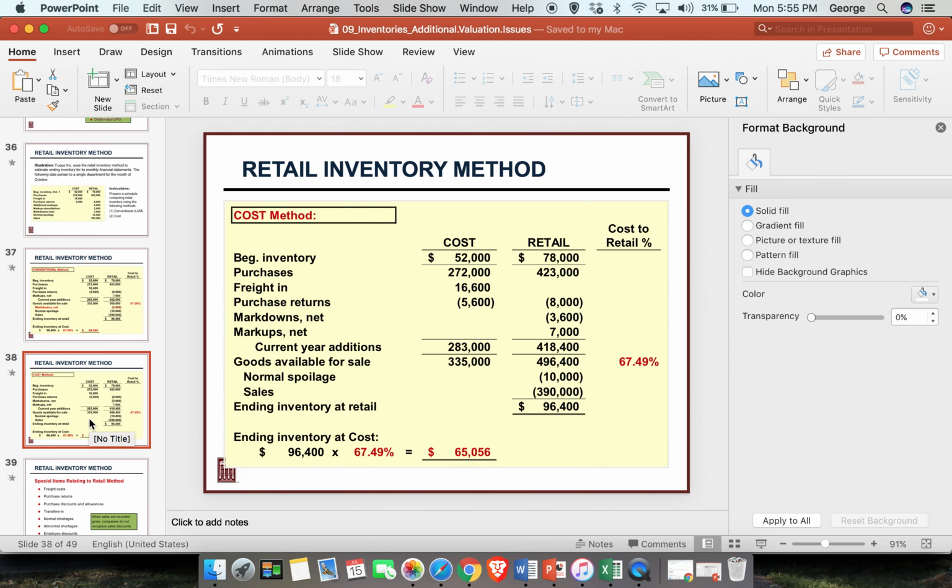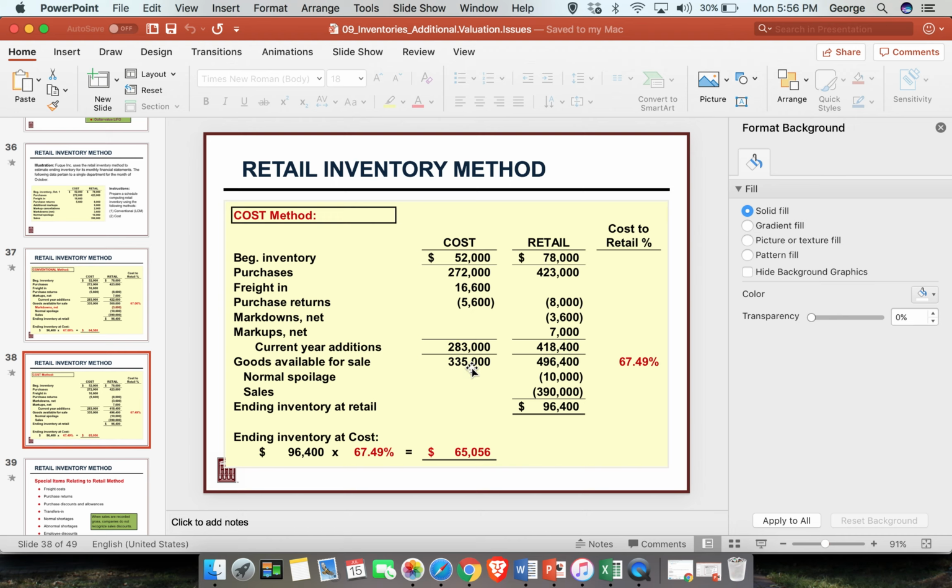All right, cost method, pretty similar. The only difference was markups, which we're going to put above the line, 7,000. So we've got beginning inventory plus purchases and other costs, returns, markdowns, and markups. And that you have just with retailers, so it's nothing you have to worry about. They're not a retailer, obviously. So 418.4 would be my purchases plus those other costs, plus 78, so 496.4 would be my goods available.